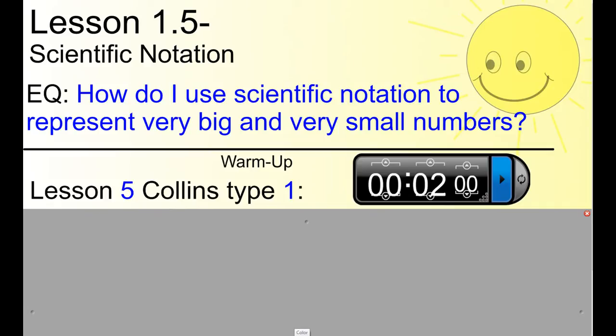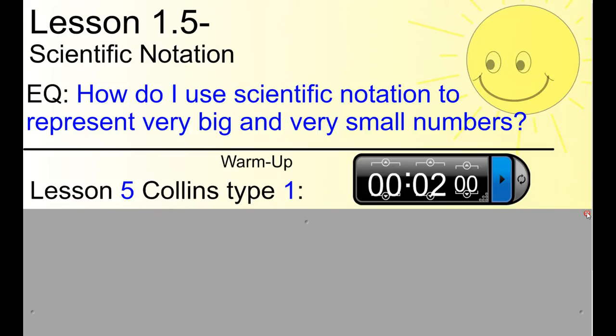Today we're talking about scientific notation. So the essential question says, how do I use scientific notation to represent very big and very small numbers? This is the last lesson of the module, and the past couple lessons we've been talking about exponents. The first two we talked about rational and irrational numbers. So this is kind of like the culmination of a little bit of all of it.